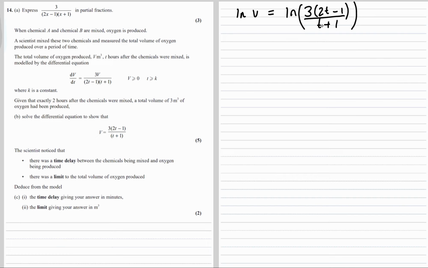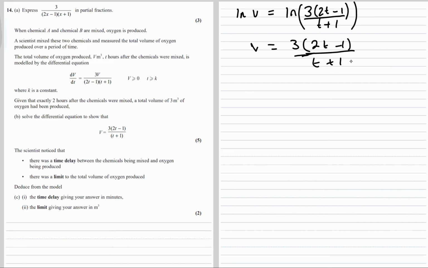And then we've got a log on both sides. So natural log v equals natural log of this. That means those two parts must be equal. So v must be equal to 3 times (2t − 1) over (t + 1). That's what we wanted.